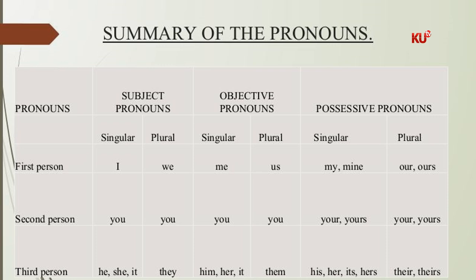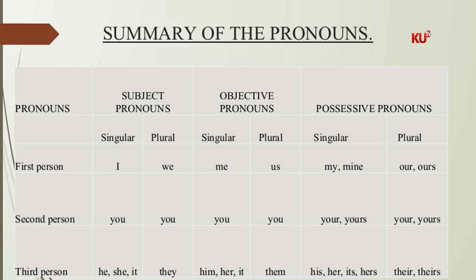Last but not least, third person singular under possessive pronouns, we have his, we have her, we have its, and we have hers. This pen is hers. This pen is his. This is her pen. Then plural of third person possessive pronouns, we have their. This is their pen. This pen is theirs. We have their and theirs.